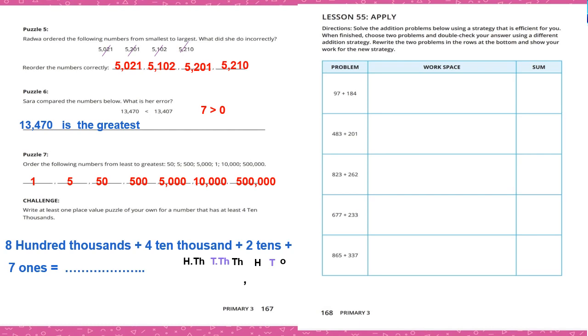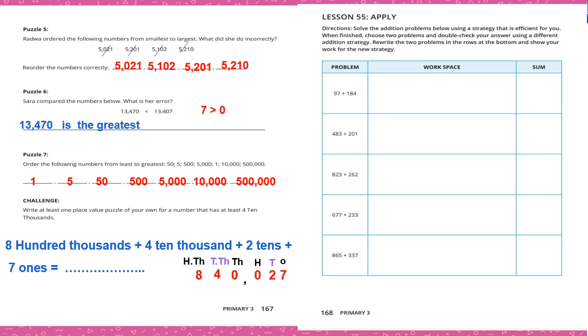100,000, I have 8. So put 8 down 100,000. 10,000, you have 4. Yes. Do you have 1,000? No. It's absent. So any home absent, you should put 0. Do you have hundreds? No, also absent. 0. Tens? 2 in tens. Ones or units? 7 in ones.